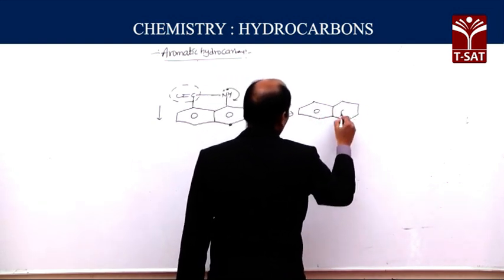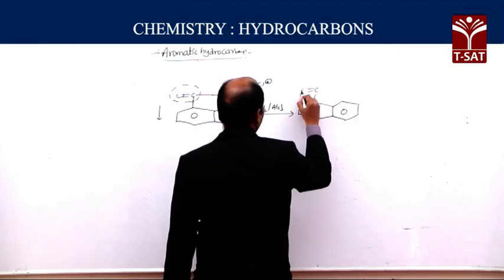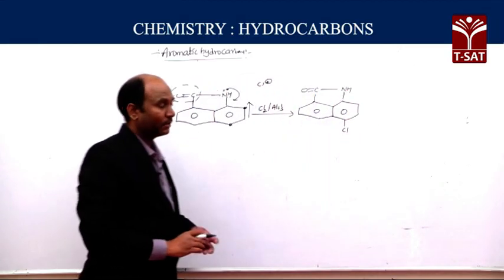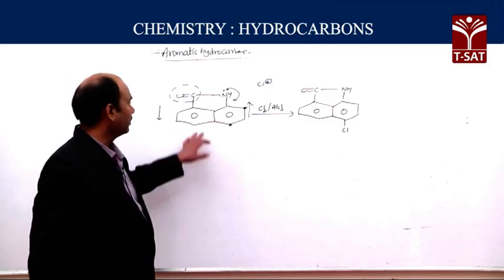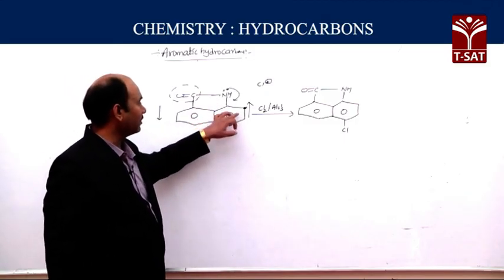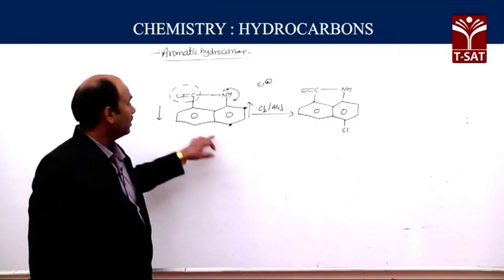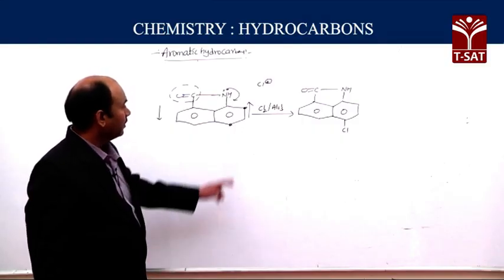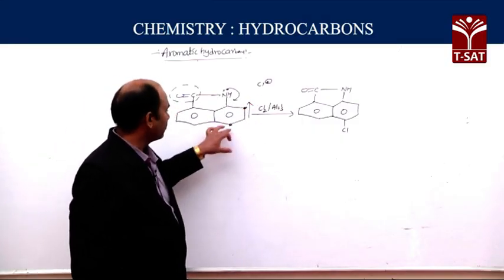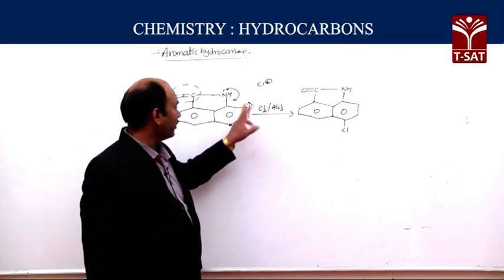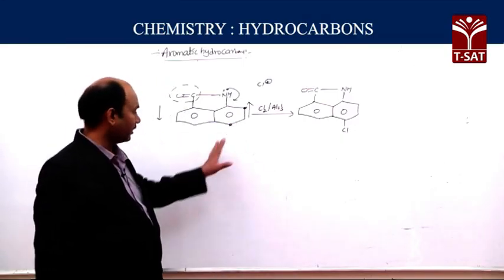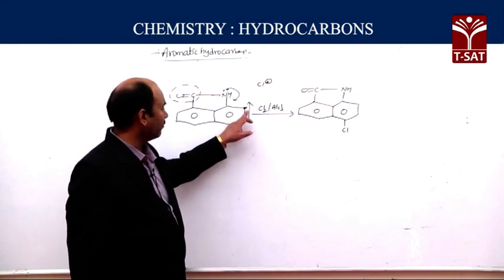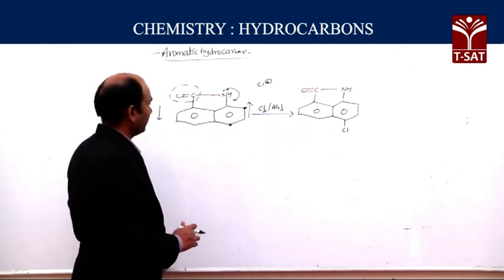Here the ortho position is also possible, but due to steric hindrance, this is a minor product and this is the major product. NH2 is the activating group, so it gives electron density and increases electron density at the ortho and para positions, whereas this is a deactivating group, it decreases electron density at the ortho and para positions. So here the electron density is more at the ortho and para positions. When compared to the ortho position, the para position is favored, because of steric hindrance at ortho. So due to steric hindrance, this is a minor product and this is a major product.